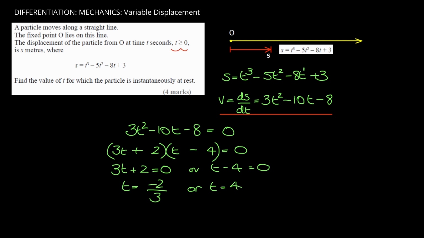So as we're told that t must be greater than 0 because the clock starts at 0 and that's when the particle moves off, we can eliminate this answer. So we're left with t is equal to 4, which is your answer.